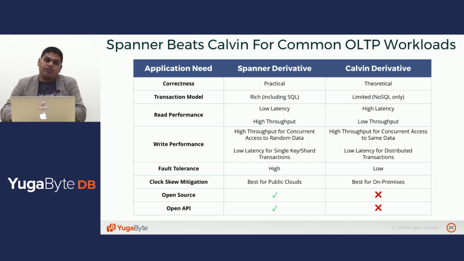Calvin has a very narrow or niche workload optimization around concurrent access to same data and again, with no support for SQL and all the proprietariness that comes from FaunaDB.